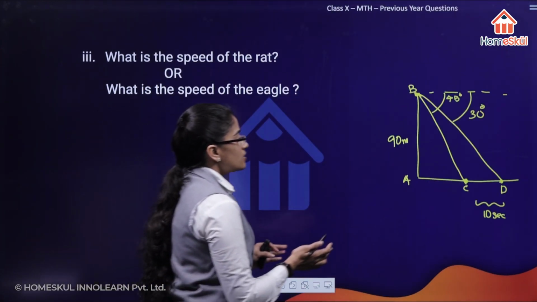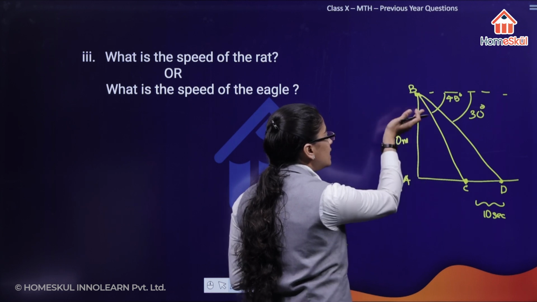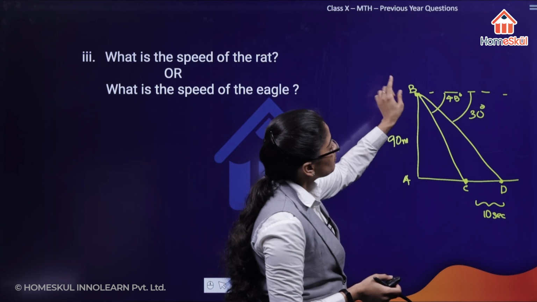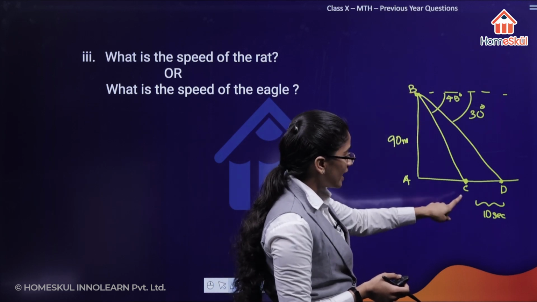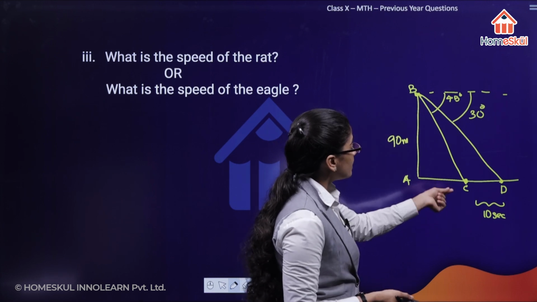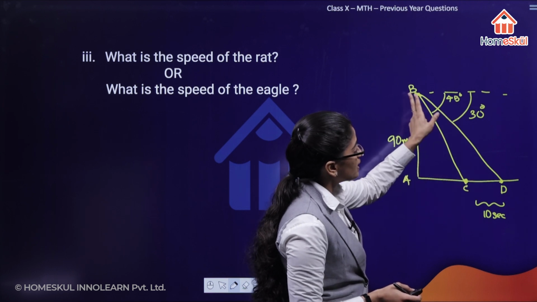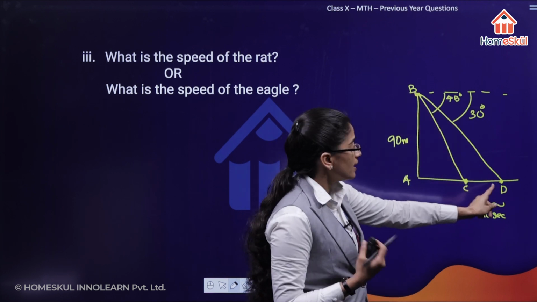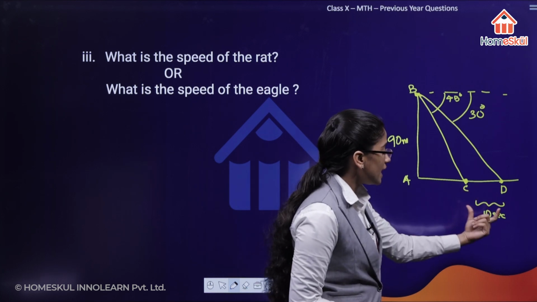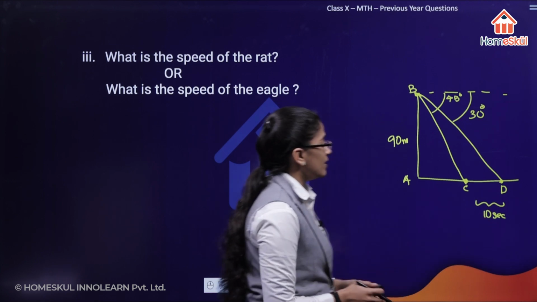Okay, are you getting the point? So here, the height of the tree is 90 meter. That means the eagle is at a height of 90 meter from the ground. First scenario, eagle was analyzing the rat at point C, at an angle of depression 45 degree. At 30 degree angle of depression, eagle caught the rat. That means the time taken by the rat to travel from C to D is 10 seconds. These are the things given.